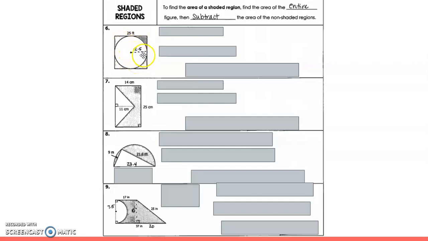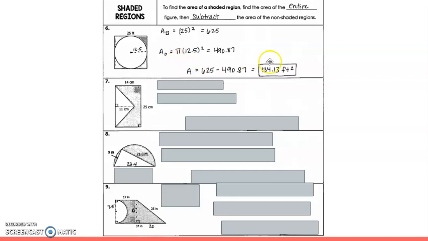The circle has a radius of 12.5 because 25 goes across our entire circle. So finding the area of our square, and then finding the area of our circle, we are going to subtract those to find the area of the shaded region.